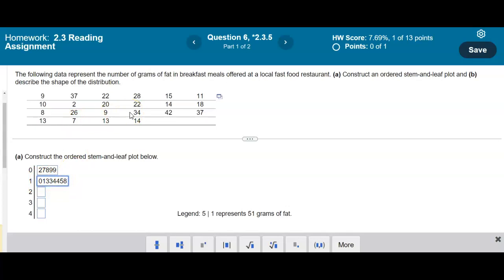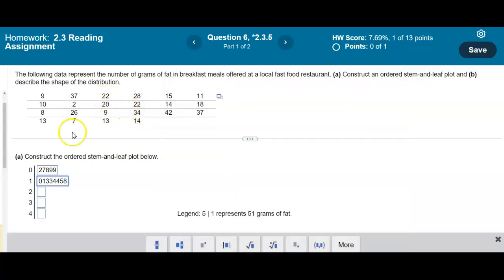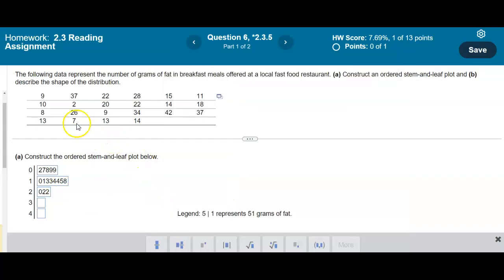Next, we're looking at the numbers that start with a 2. That means we have a 0, a 2, and another 2, because that represents 20, 22, and then 22. And then if we keep going on the next line, we have a 6 and an 8. So we have a 26, and then we also have a 28.